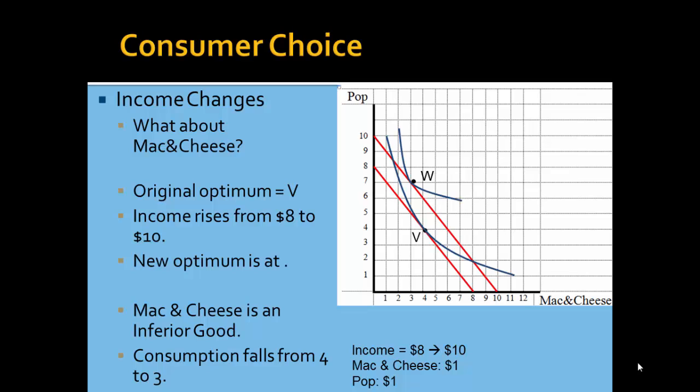But what about a different good, perhaps like macaroni and cheese, which we might think of as an inferior good? As we're wealthier, we might choose to consume less of it, switching from macaroni and cheese to something else, like pasta or pizza. In this case, the way we've drawn the picture, we started at bundle V, which is 4 boxes of mac and cheese and 4 pops a week. We raise our income, but we see that the consumption of mac and cheese actually falls at the higher income. We move from 4 and 4 to 3 and 7. Our new optimum then is at point W. When our income rises from 8 to 10, our consumption falls from 4 to 3. This is an inferior good.